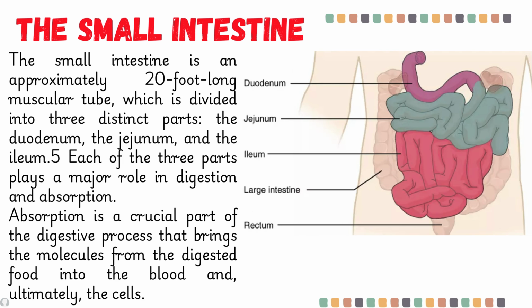So here is the small intestine. The small intestine is an approximately 20-foot long muscular tube which is divided into three distinct parts: the duodenum, the jejunum, and the ileum. Each of the three parts plays a major role in digestion and absorption. Absorption is very crucial for the digestive process because it brings the molecules from the digested food into the blood and ultimately to the cells.